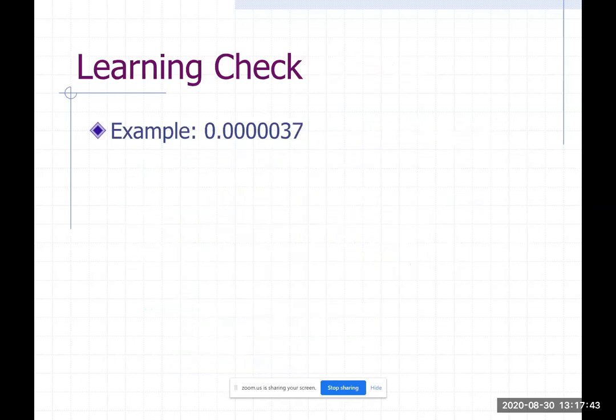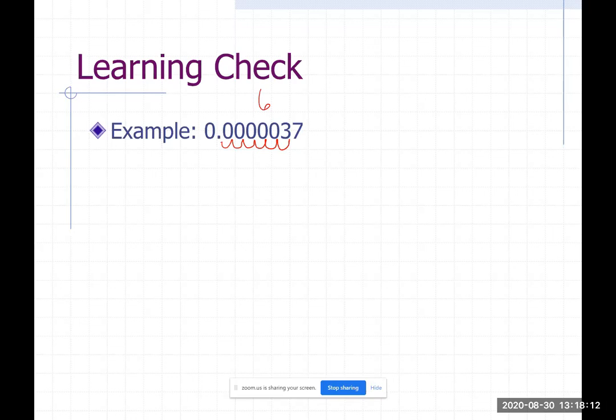Let's try another example here. Now we have a value that's less than 1. When you have an original coefficient that's less than 1, you know your exponent is going to be negative. So let's think about how many places we have to move this decimal. 1, 2, 3, 4, 5, 6. So I know that I moved it 6 places. I'm just going to write that down.